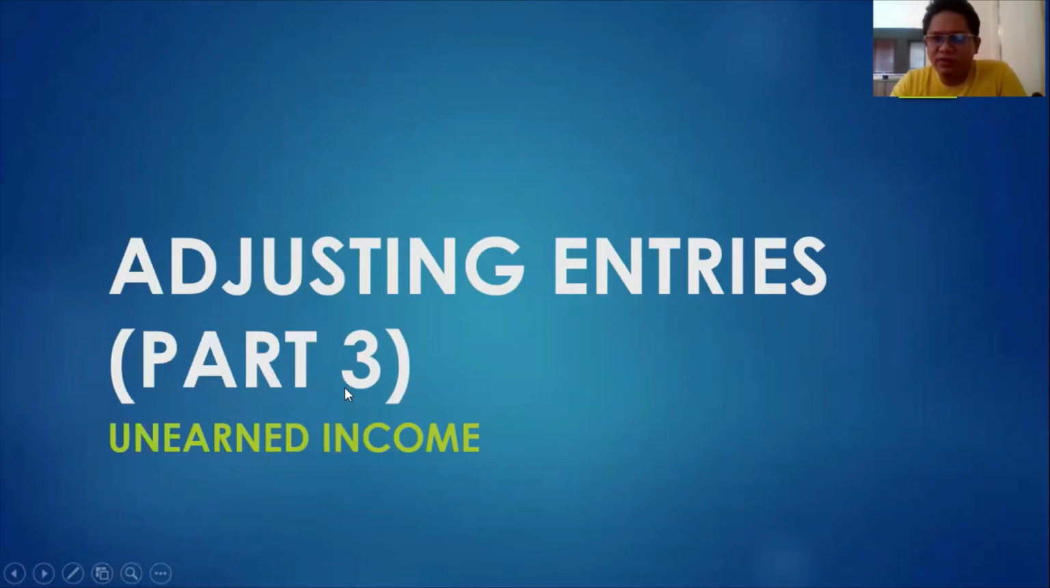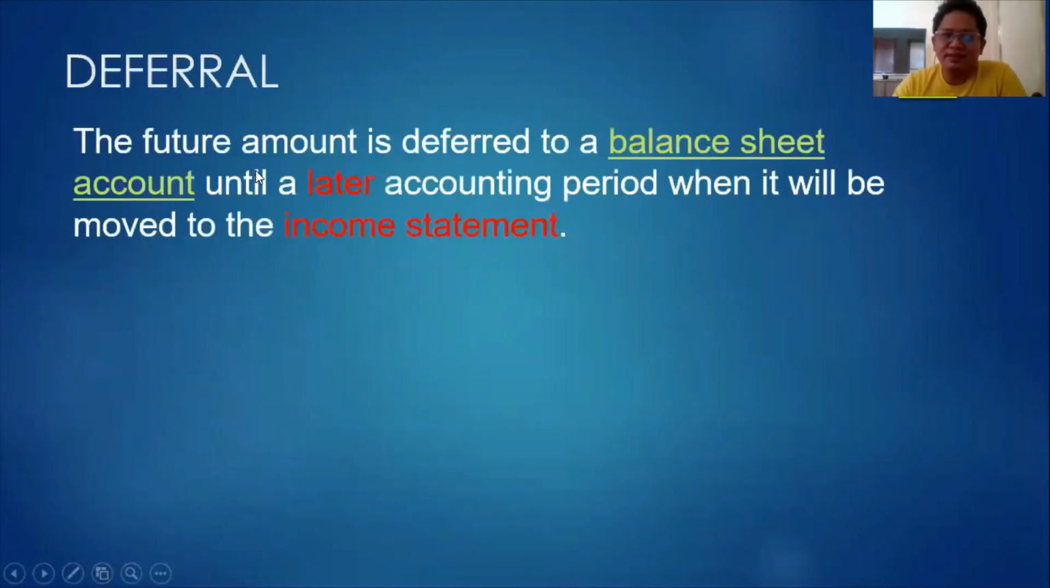Another issue, our format of discussion here is more focused on the concept, the analysis of the problem, rather than the theories, because I wanted to give you bite-size, easy to understand accounting. So as I've said, prepaid expenses and unearned income are under deferrals.